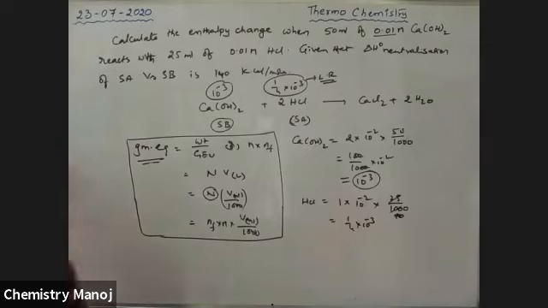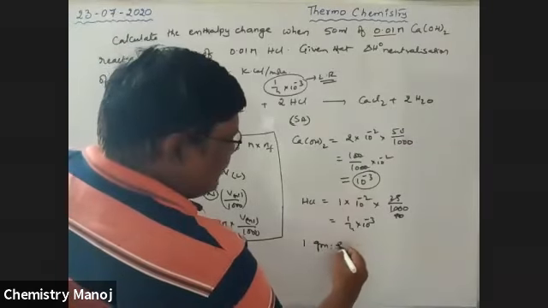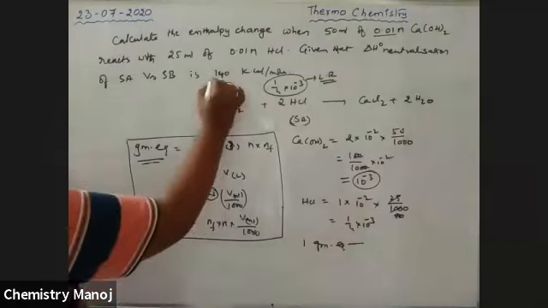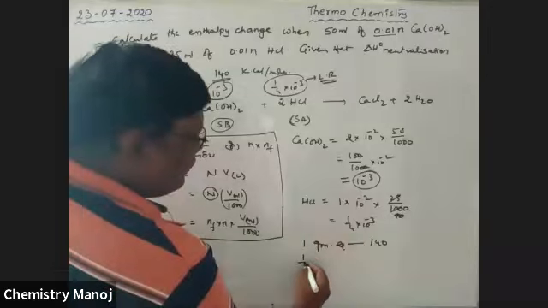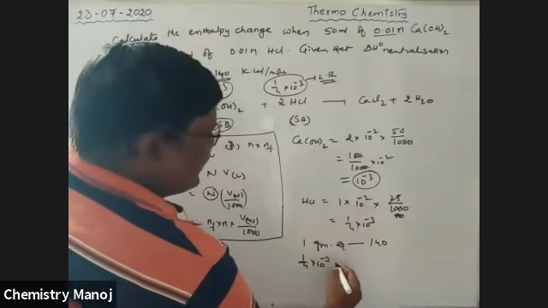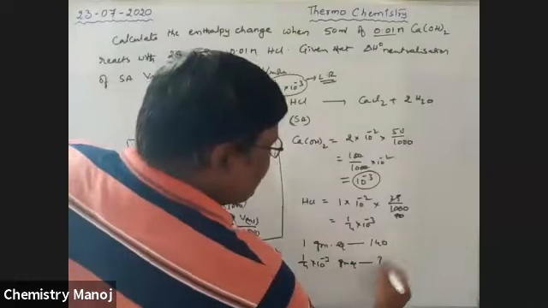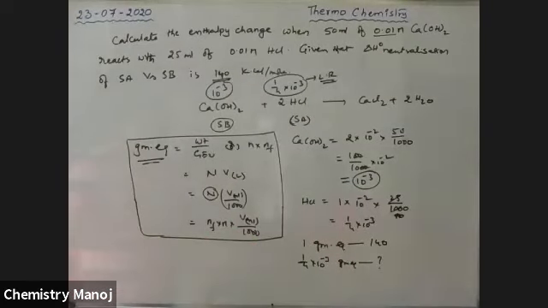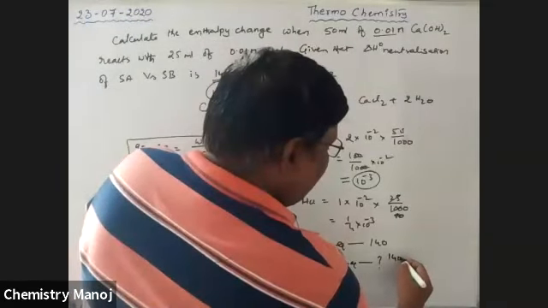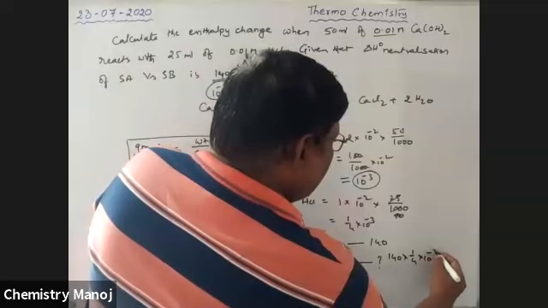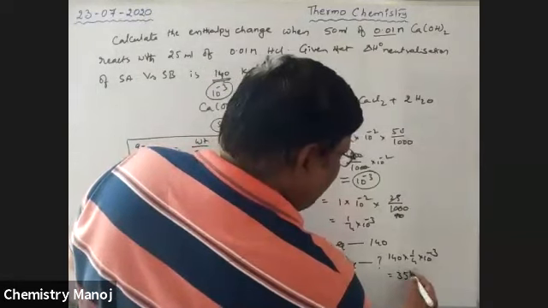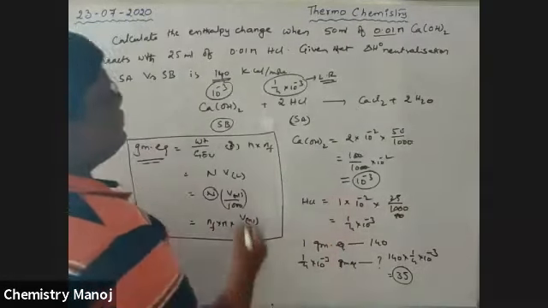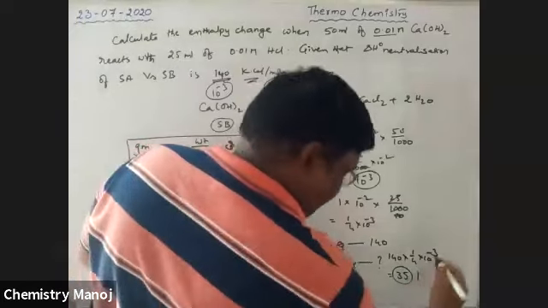So for 1 gram equivalent, how much heat is released? 140 kilocalories. Here, for 1 by 4 into 10 power minus 3 gram equivalent, how much is the release? That is 140 into 1 by 4 into 10 power minus 3, which is equal to 35 into 10 power minus 3. It is in kilocalories.